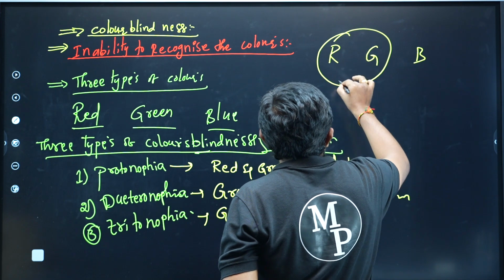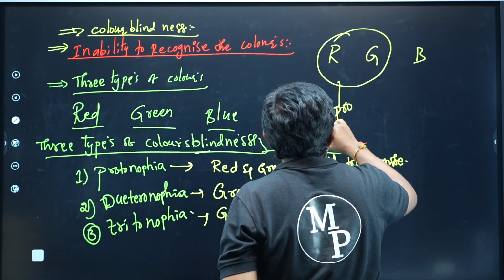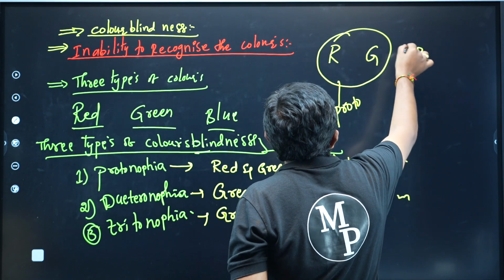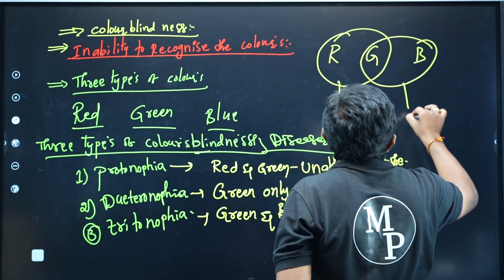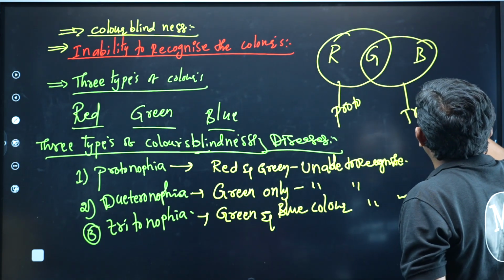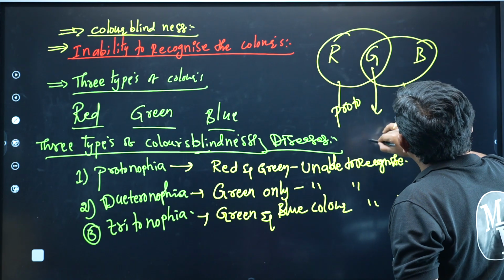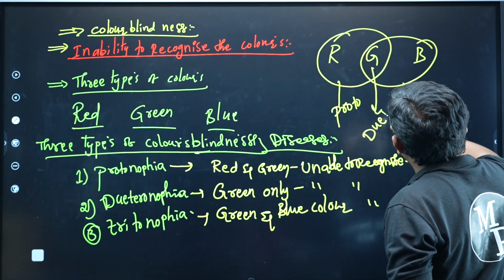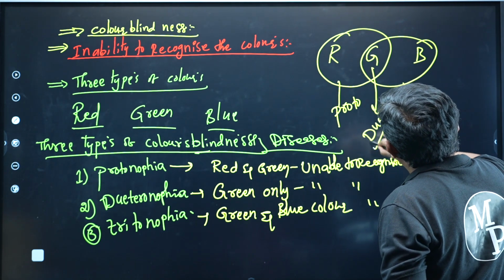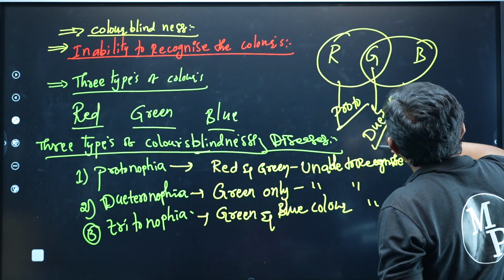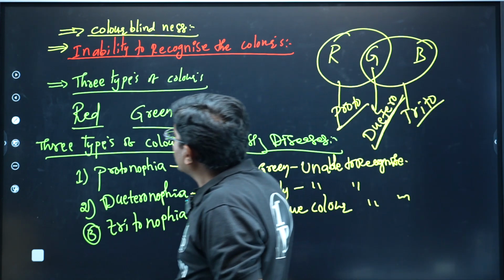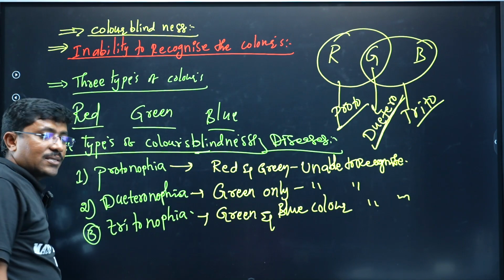Only these two, it is the Protanopia. And these two, Tritanopia. And only these, Deuteranopia. Protanopia, Tritanopia, Deuteranopia. So these are the color blindness.